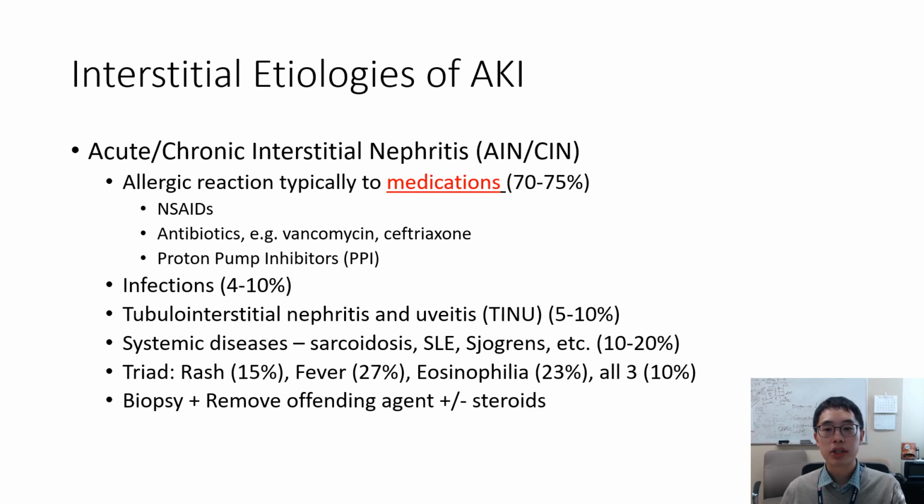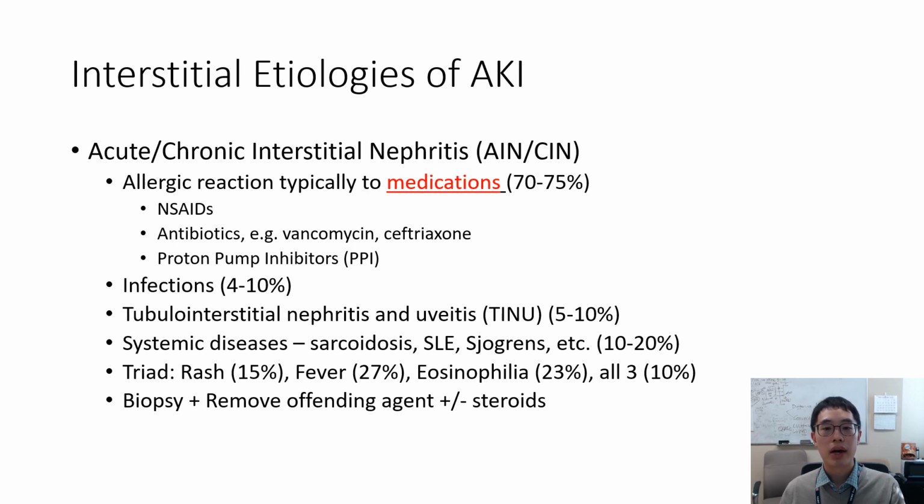When it comes to interstitial etiologies of AKI, these are usually manifested through what is called interstitial nephritis, and the majority of these are essentially allergic reactions to medications that are manifested in the kidney. The hallmark of interstitial nephritis is a neutrophilic infiltrate in the kidney that is easily seen on kidney biopsy. There are some medications that are known to cause both acute and chronic interstitial nephritis, including NSAIDs, proton pump inhibitors, and some antibiotics. Additionally, there are some infections and systemic diseases that can also present this way as well.